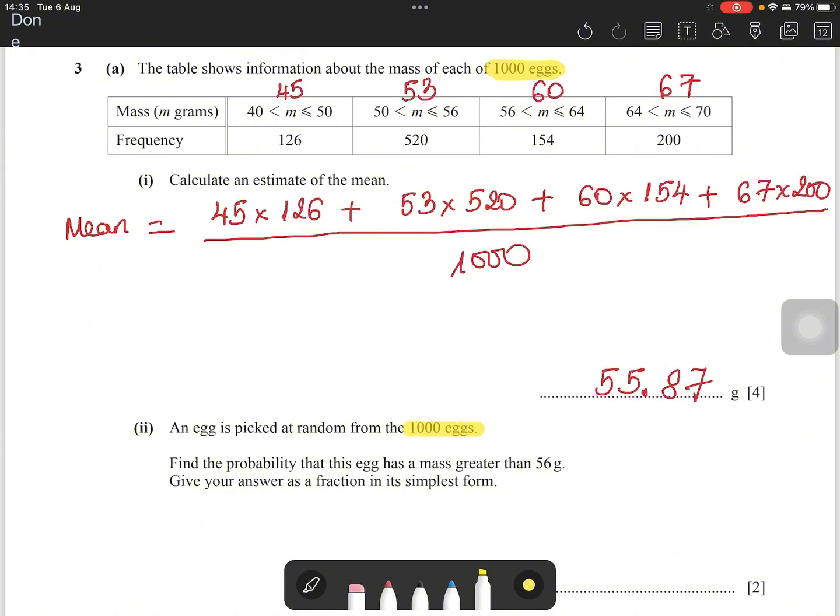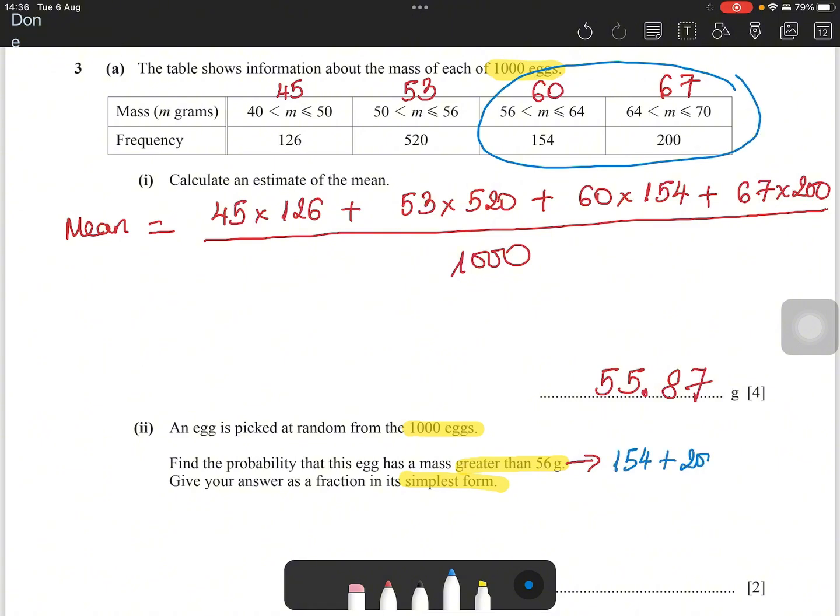Second question. An egg is picked at random from 1000 eggs. Find the probability that this egg has a mass greater than 56 grams. Give your answer as a fraction in simplest form. So first of all, we need to check how many eggs have a mass greater than 56 grams. That interval is here. There are 154 plus 200 equals 354 eggs like that. And the total number of eggs is 1000.